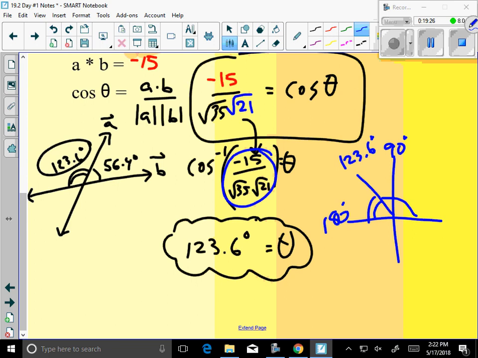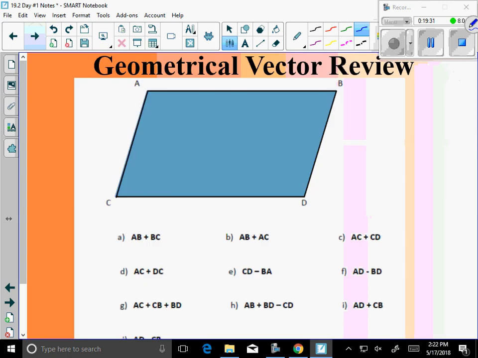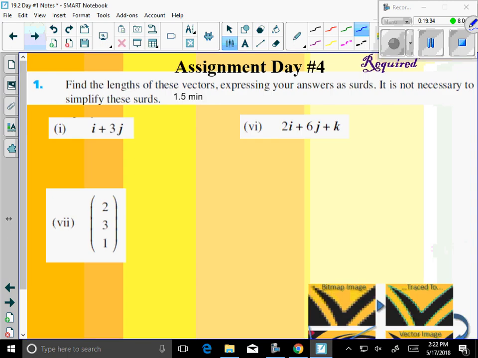Okay, one more thing I got to talk about before you do this. I'm going to skip these practice problems right here, but we can go over them later. Is this right here. Surds. Surds? What? Okay, so it says find the length of these vectors, basically magnitude, expressing your answer as surds. Okay, I don't know what surds stands for, but it has something to do with radicals. So I think it's like simplify your radicals. I don't know. Do you know? Oh, you don't.